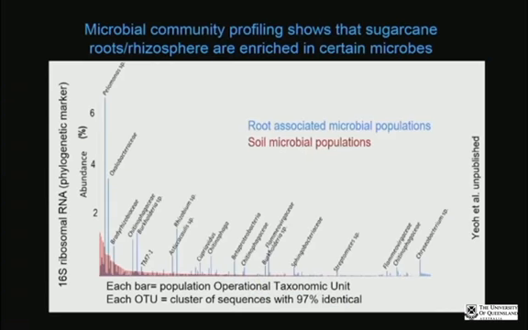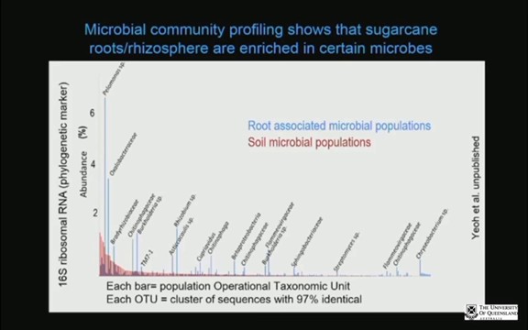This is just a picture here from Yunkit Yu's PhD, where he could show that, for instance, these in red are all the taxonomic units in the soil, listed from the highest abundance to the lowest, and then in blue are the ones that are enriched in the rhizosphere of sugarcane. Or root and rhizosphere, I should say. We combine those two samples. And you can see, wow, there are some that are many times more enriched in the rhizosphere or roots than others.